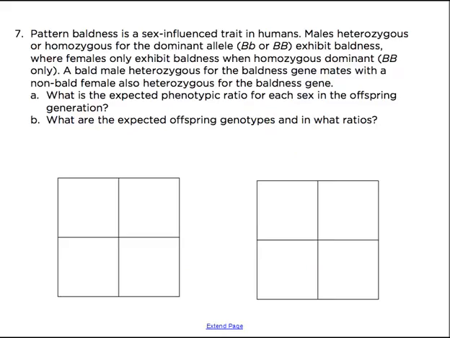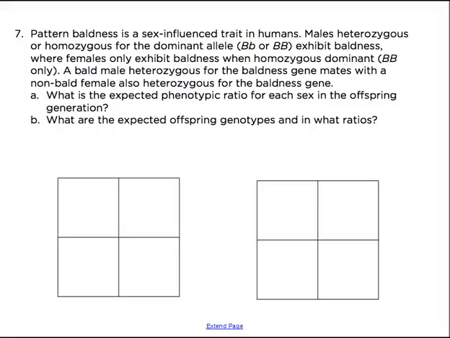Question 7. Pattern baldness is a sex-influenced trait in humans. Males heterozygous or homozygous for the dominant allele, big B, little b, or big B, exhibit baldness, where females only exhibit baldness when homozygous dominant, big B only. A bald male heterozygous for the baldness gene mates with a non-bald female also heterozygous for the baldness gene. For A, what is the expected phenotypic ratio for each sex in the offspring generation?